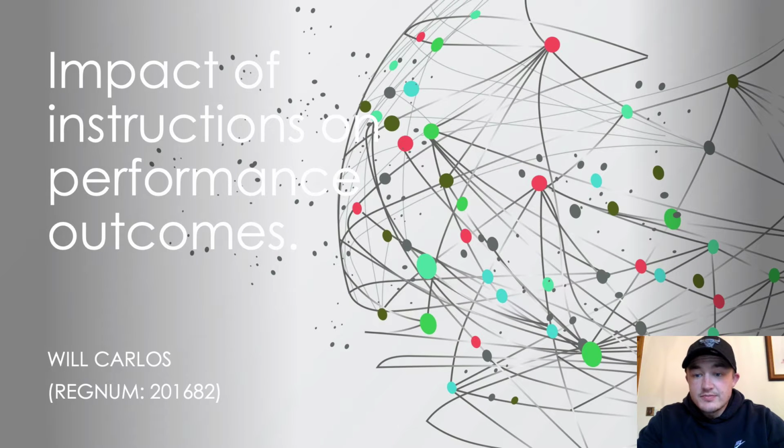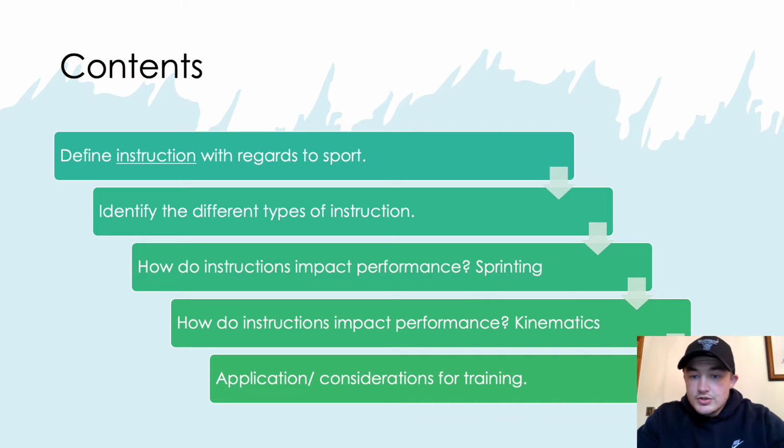Welcome to our presentation, The Impact of Instructions on Performance Outcomes. During this presentation, we will define instruction with relation to sport, identify the different types of instruction, look at how instruction impacts performance with regards to sprinting, as well as look at how kinematics and kinetics are affected, then finally look at the application and considerations for training.